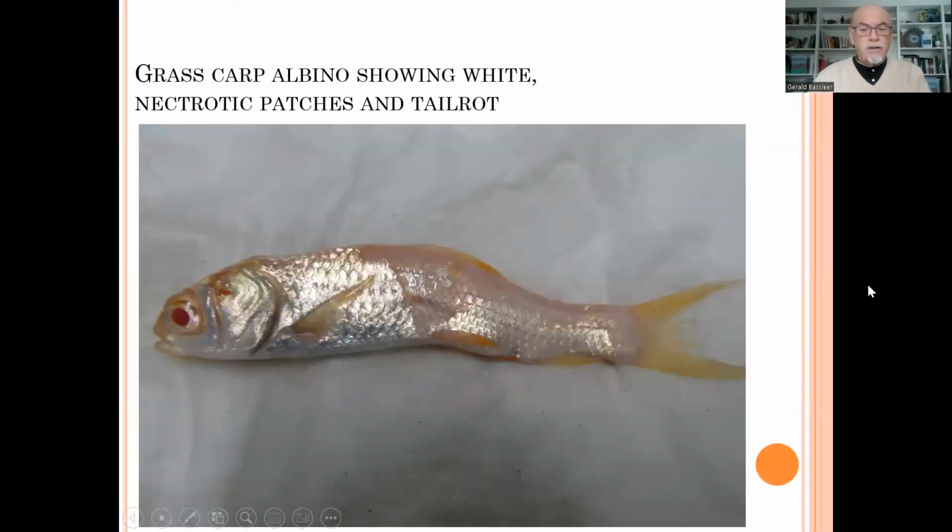It's case 131. Here we see the grass carp. We see the white necrotic lesions here, some loss of scale, some damaged tissue, even some reddish areas on the head, and we see here the tail rot. You see how skinny the fish is. Well, this was a bad case, and there were problems in the pond.